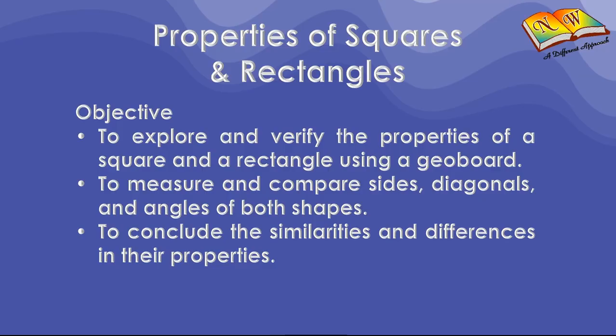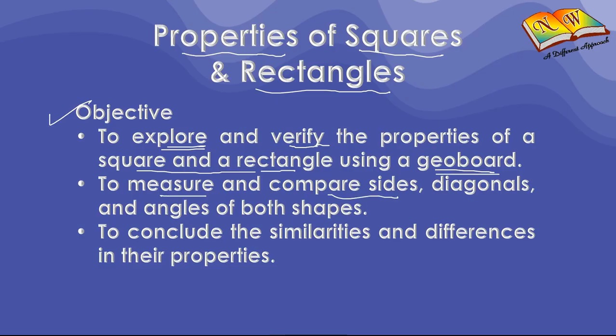This is the activity on properties of squares and rectangles. The objectives of the activity are to explore and verify the properties of a square and a rectangle using the geoboard. We will also measure and compare the sides, the diagonals and the angles of both the shapes. Then we will try to conclude what are the similarities and differences in the properties of squares and rectangles.